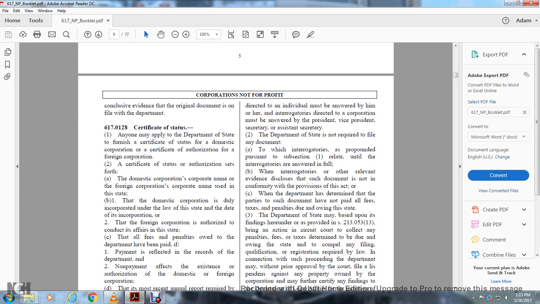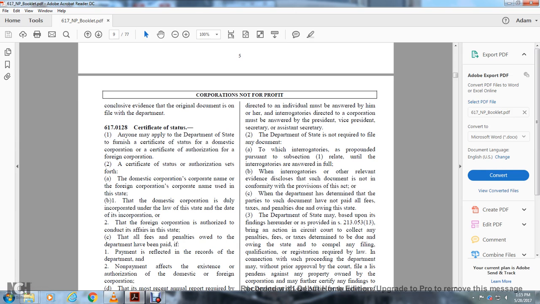Certificate of status. Anyone may apply to the Department of State to be furnished with a certificate of status for a domestic corporation or a certificate of authorization for a foreign corporation. The certificate of status or authorization sets forth the domestic corporation's corporate name, or the foreign corporation's corporate name used in this state. The domestic corporation is duly incorporated under the laws of this state, and the date of its incorporation. The foreign corporation is authorized to conduct affairs in this state, and that all fees and penalties owed to the department have been paid.